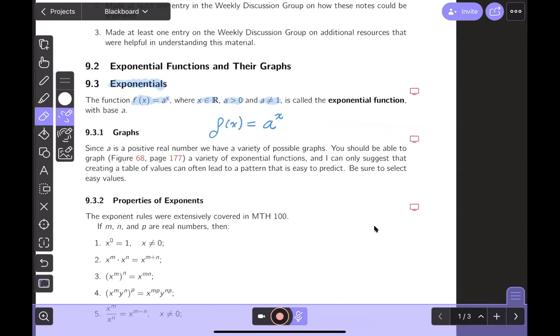All right, so the next thing up is going to be the graphs of it. And I want to point out that if a is a positive real number, we have a variety of possible graphs to construct. Now what do I mean by that? If a is a positive number, how many positive numbers are there? There's a tremendous number of those. Some are going to be proper fractions. Some of those are going to be bigger than proper fractions, right?